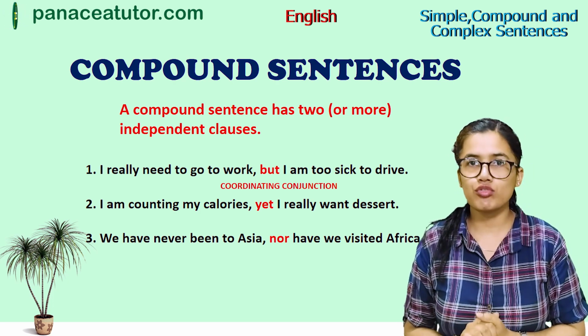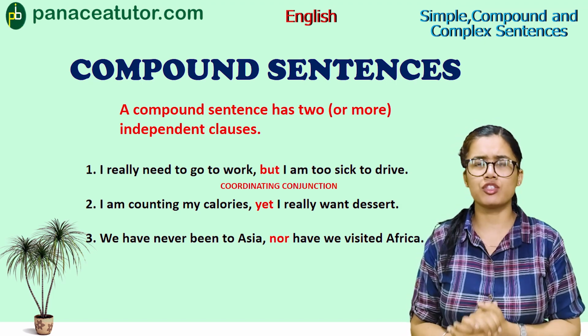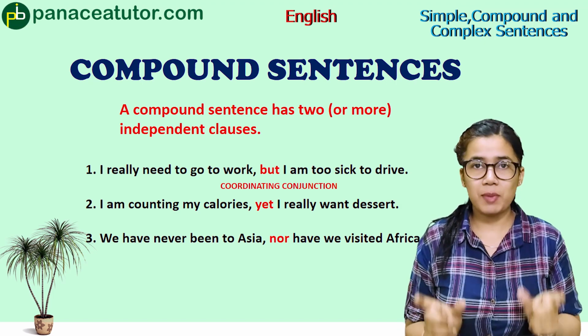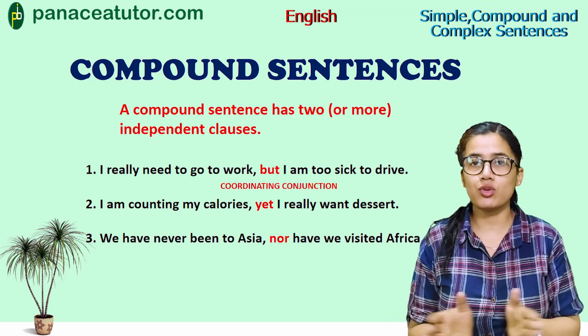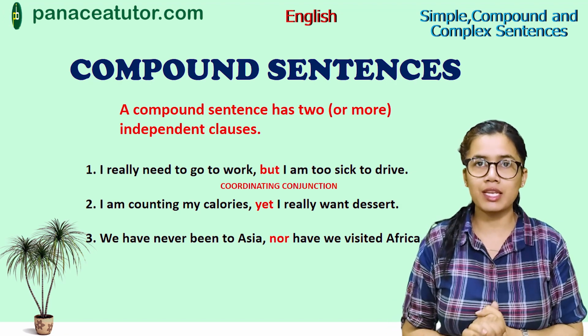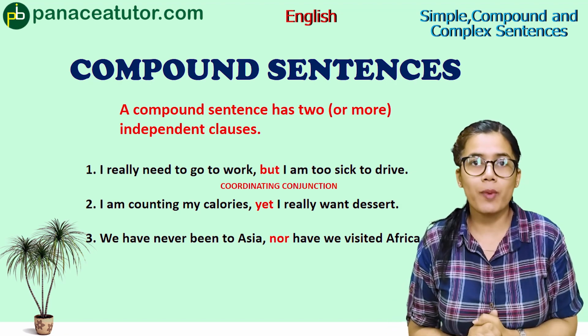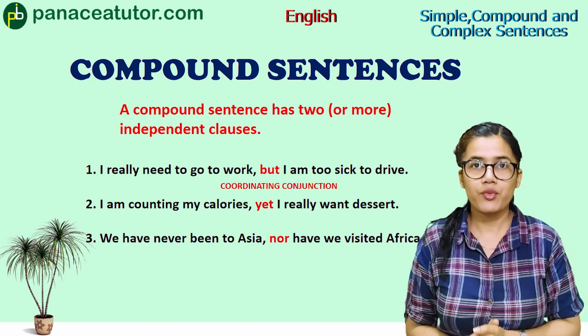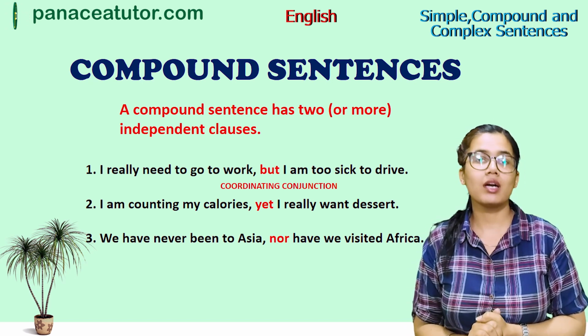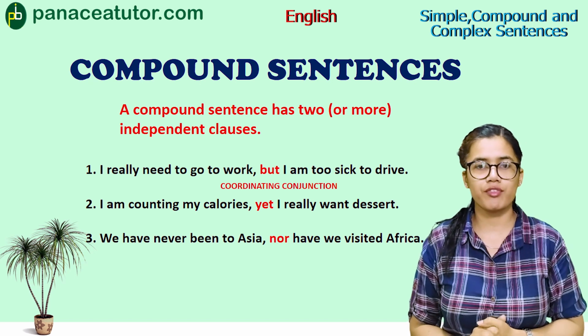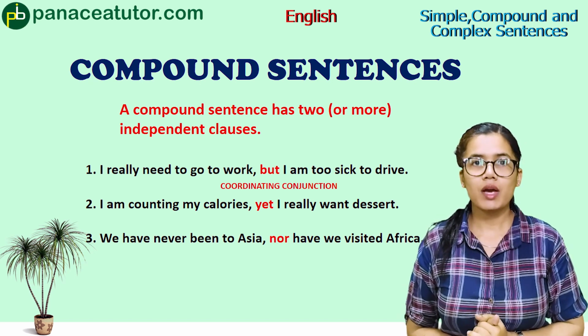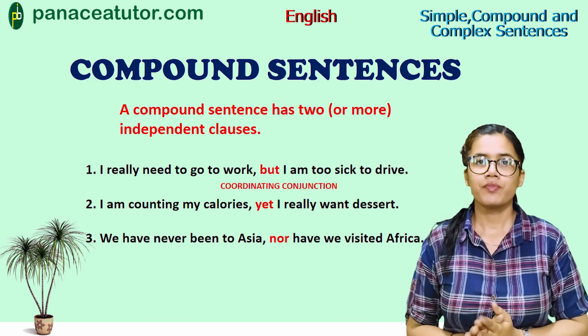Here are a few examples in front of you. I really need to go to work. I am too sick to drive. So these are two independent clauses. We will be joining these two clauses with the help of a coordinating conjunction. So our compound sentence will now be, I really need to go to work, but I am too sick to drive.